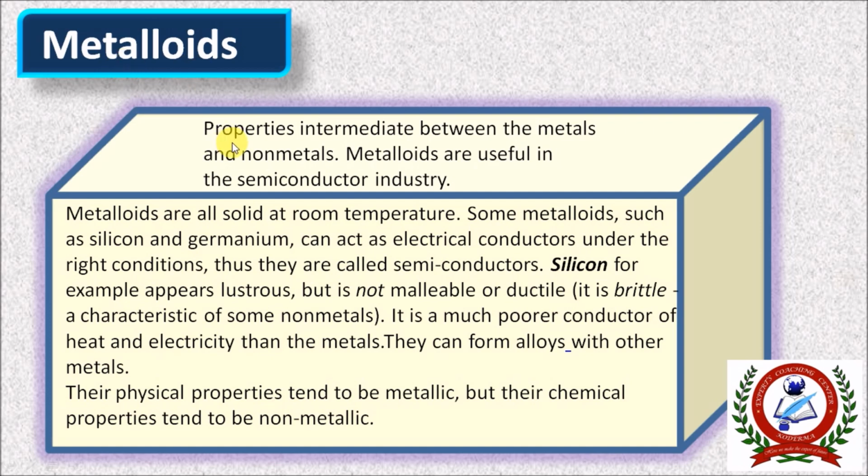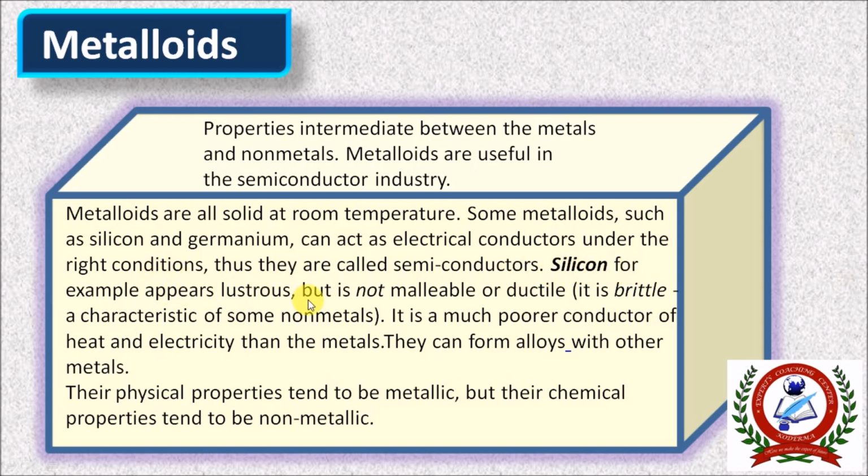Now talk about metalloids. If we talk about the properties of metalloids, they have intermediate properties between the metals and nonmetals. Metalloids are useful in the semiconductor industry. Metalloids are all solid at room temperature. Some metalloids such as silicon, germanium can act as electrical conductors under the right conditions. Thus, they are called semiconductors.